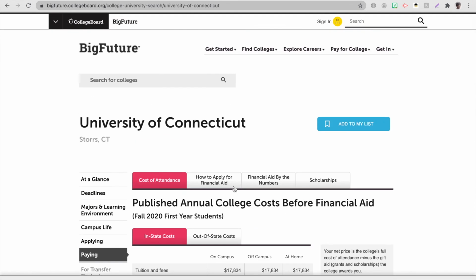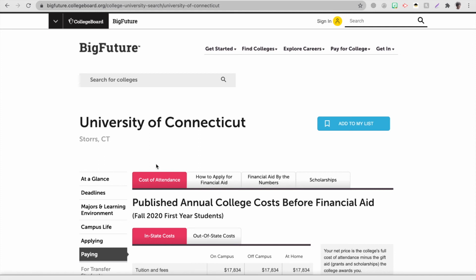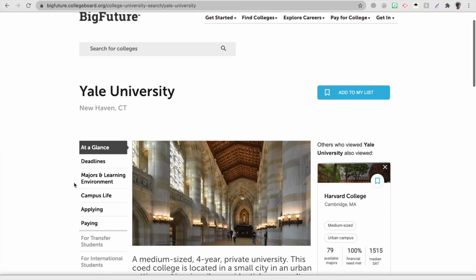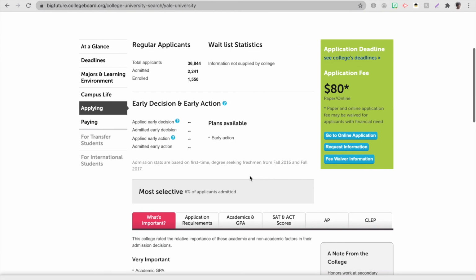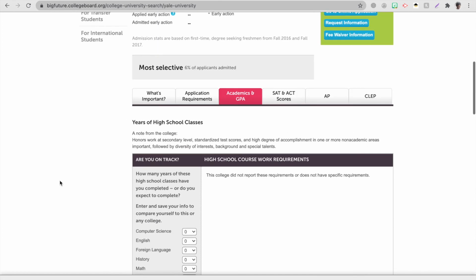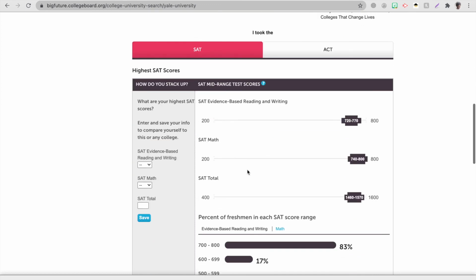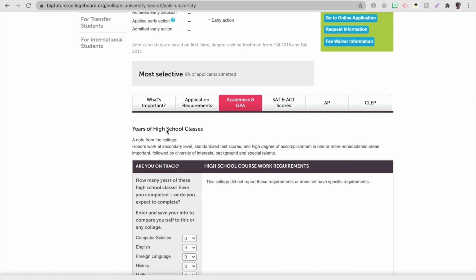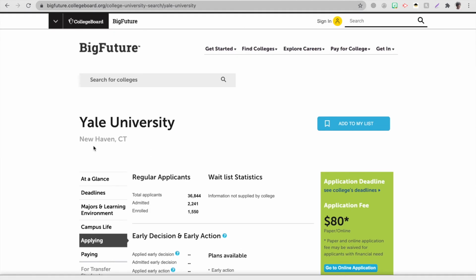So that's Big Future. All the schools are looking the same. We did talk in class about schools like Yale. So let's look at Yale really quickly. Because when we go to Yale and we click on applying at Yale, yes, it tells us the percentage of students that get in, but it doesn't give us any information for the high school requirements, but that doesn't mean they don't exist. It does give us SAT information. So if you are finding that your school doesn't have all the information it needs, then you should look up a school that is similar to that. So for Yale, a similar school would be Harvard.